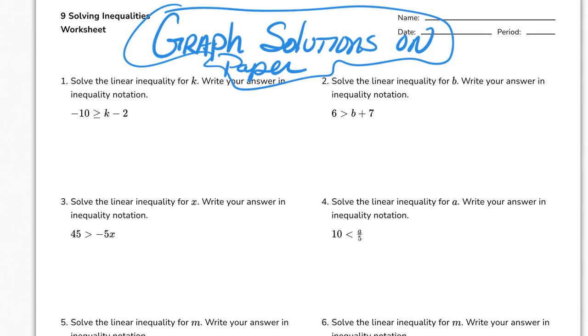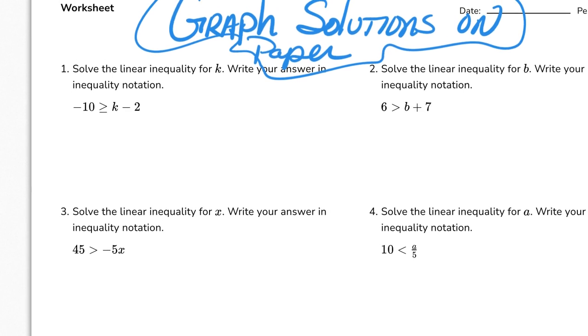Here's what I'd like to see. I've got number 1 here. It's all set up to solve. I just got to add 2 to both sides. No need to flip the inequality when you add or subtract. There we go. I just want to rotate that equation. It has to point towards the k. So there I've got my inequality.